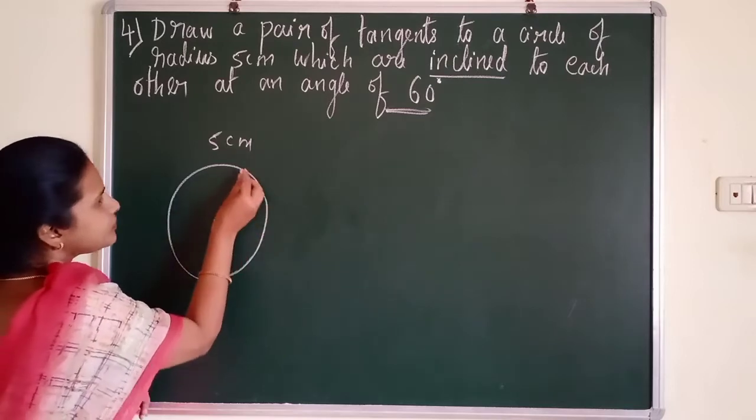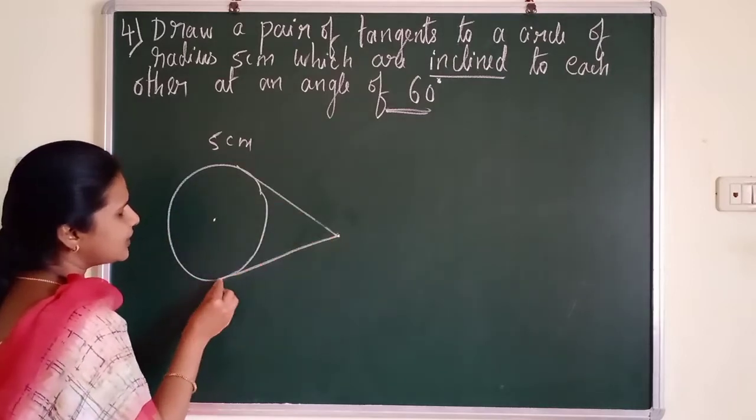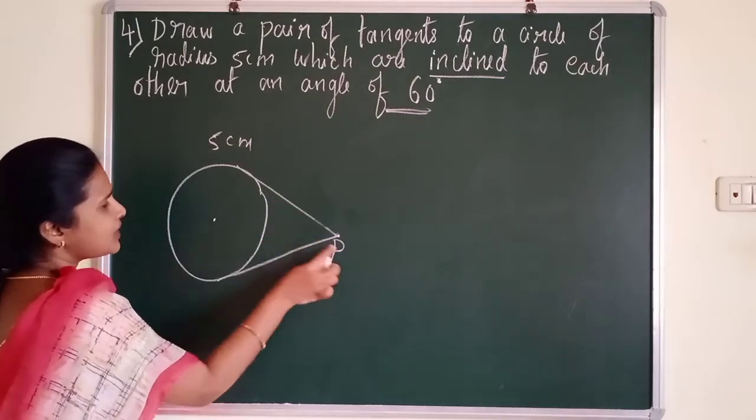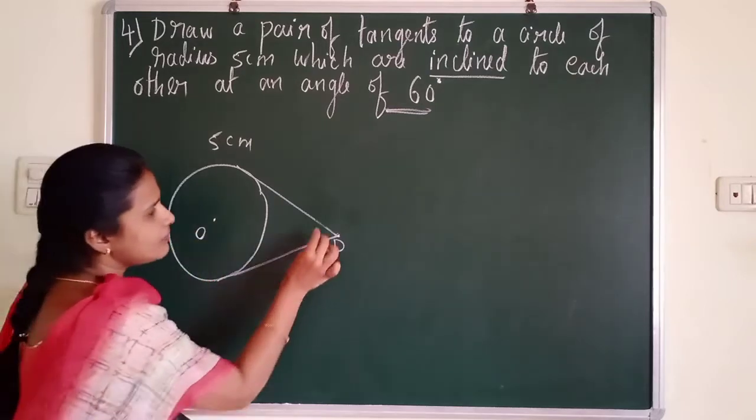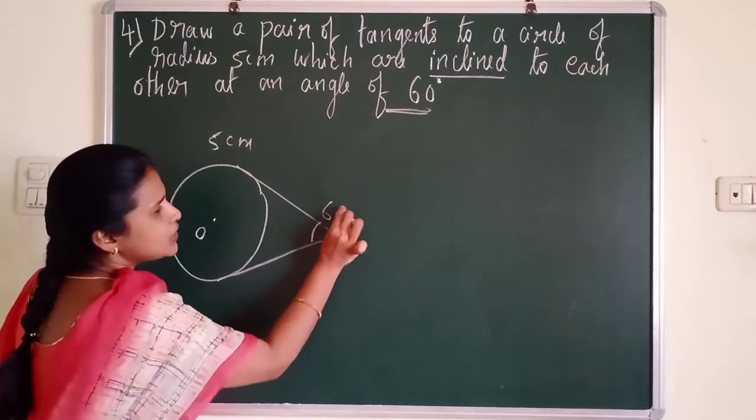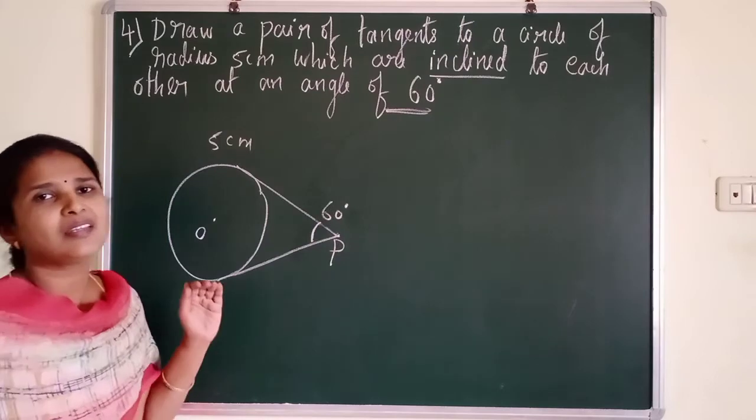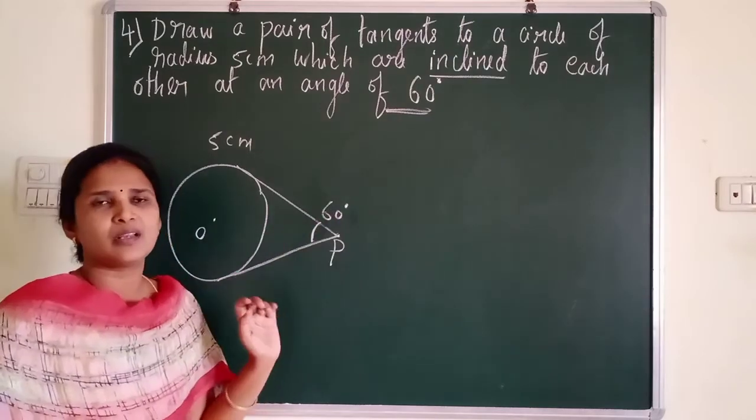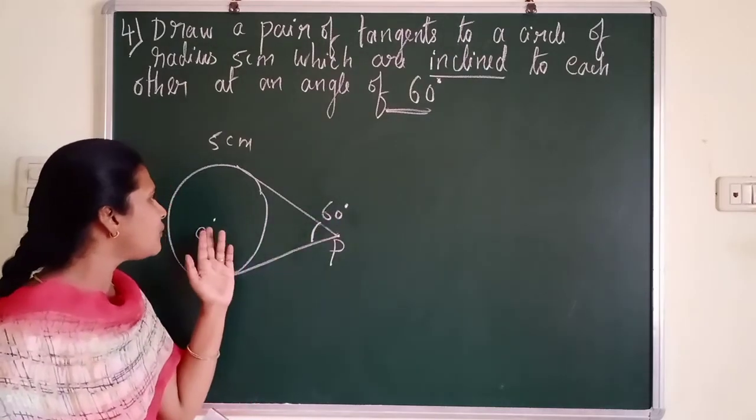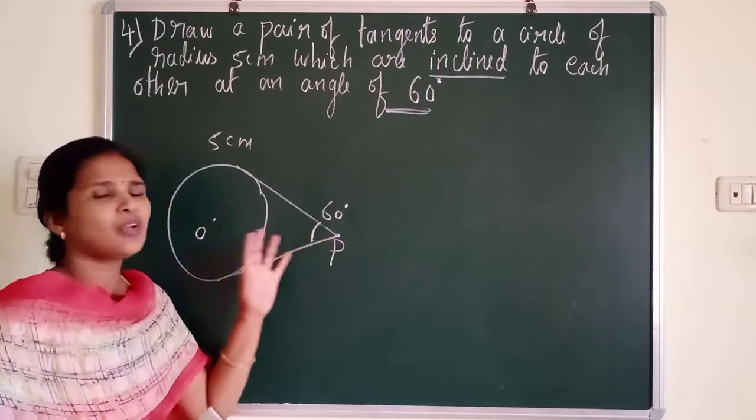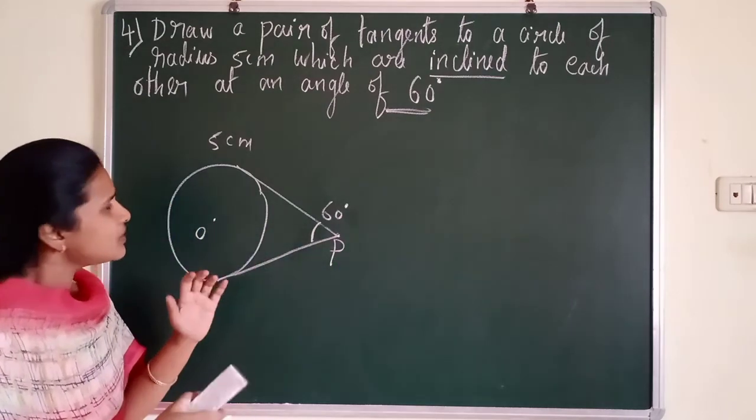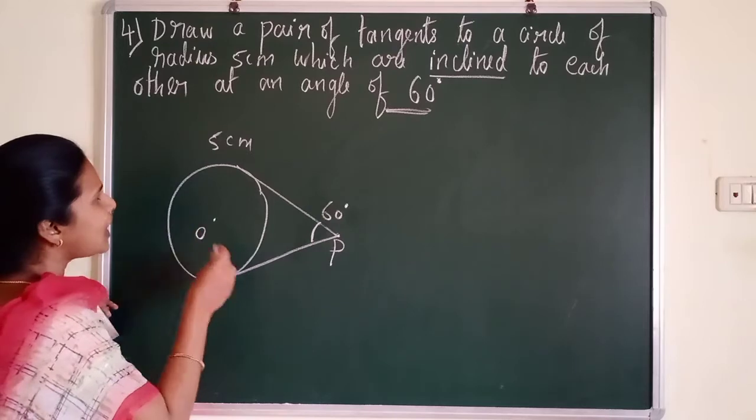It means I got the tangents, but the length from the center to this point P is not given. He has given that the angle between these two tangents must be 60 degrees. So here it should be 60 degrees. Without the measurement from center O to P, I cannot draw the tangents. But this is somewhat different. So how to start actually?